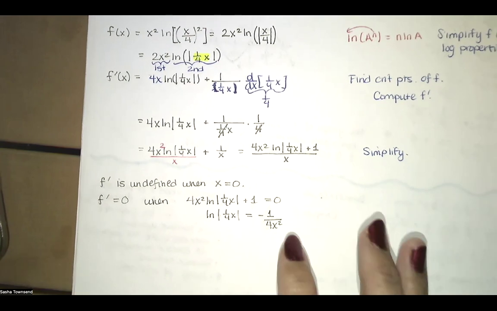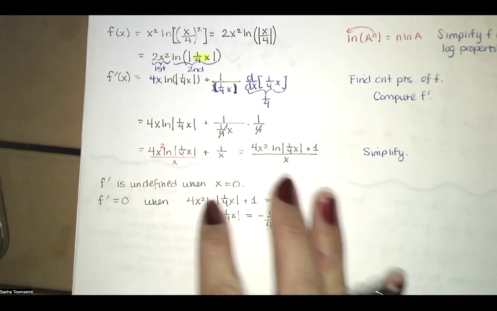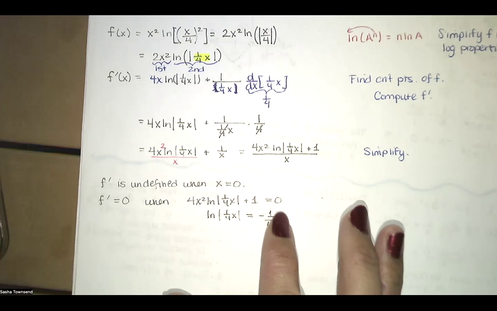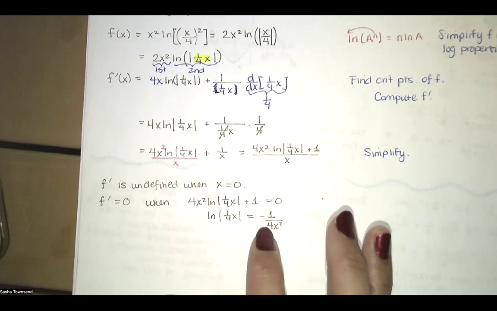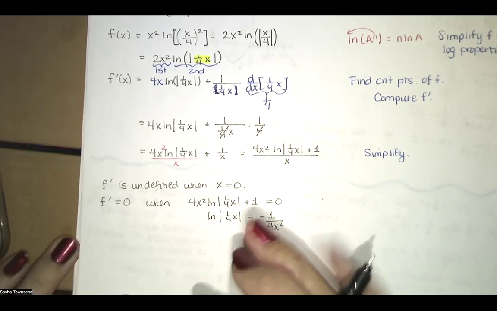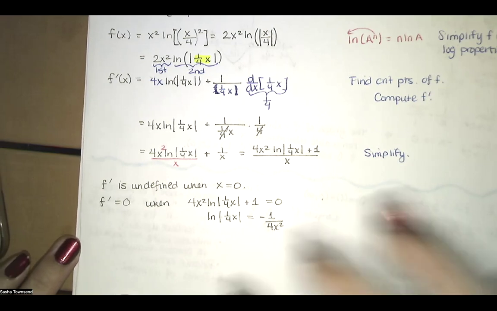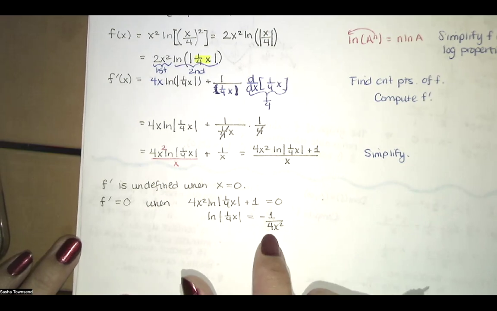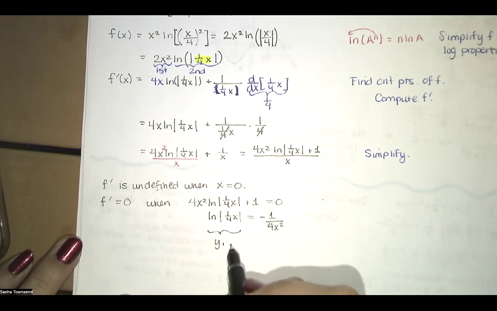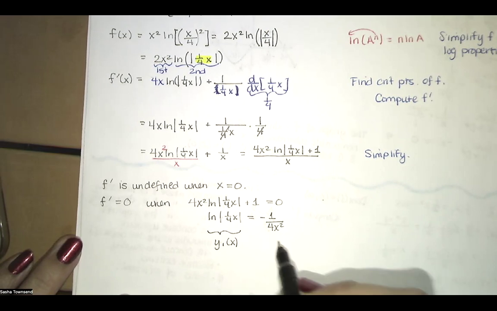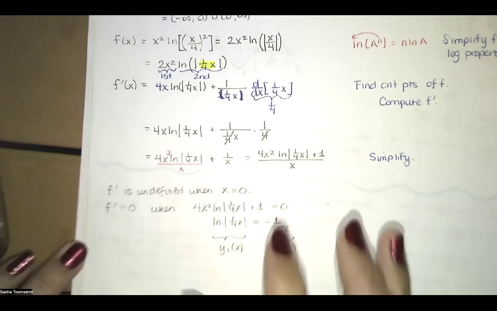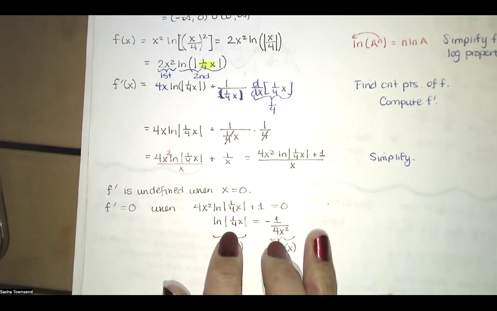Now, I don't know very much about what 4x squared times the natural log of 1/4 x plus 1 looks like. But I know what natural log of x looks like, and I know what negative 1 divided by 4x squared looks like. Because I know what those two graphs look like, I can infer basically how many points of intersection those two graphs would have. The x coordinates of the points of intersection of the graphs of y sub 1 of x, where this is our first function, and y sub 2 of x, where this is our second function. The x coordinates where those two y values are the same are the solutions to this equation.